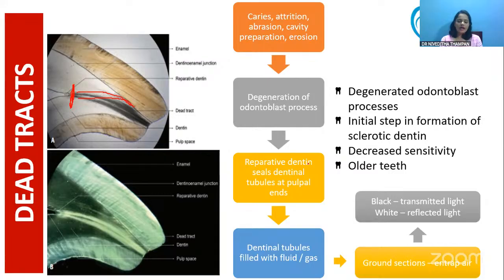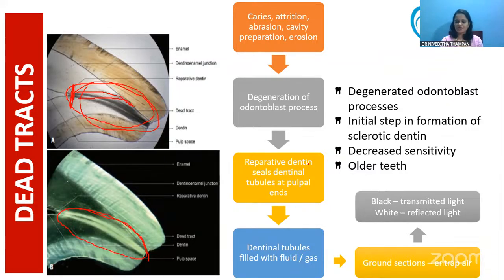If you do a ground section of that tooth and look at it under the microscope, it will appear black like this. The same structure under reflected light will appear white like this. These are called dead tracts. They are nothing but the degenerated odontoblastic processes, and this is considered the initial step in the formation of sclerosis of dentine. This kind of dead tract is usually seen in older teeth.